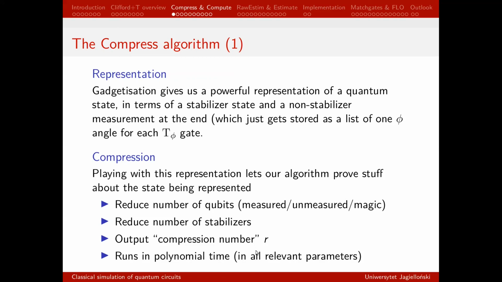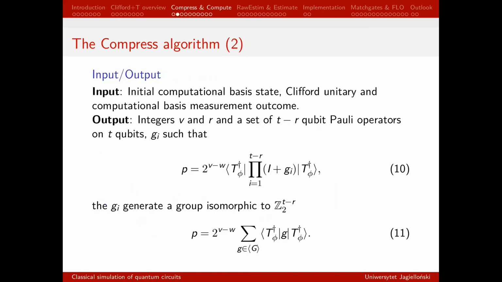Which is nice. So one of the outputs of the compressed algorithm is a parity group, G, with T minus R generators on T qubits, such that this product here gives you your original computation. I'm going to skip through this section fairly fast because I've already spent half an hour. So yeah, we have this little group.